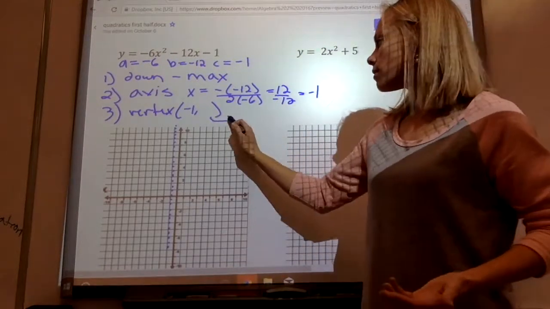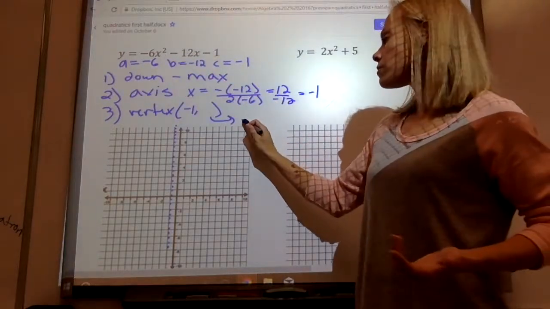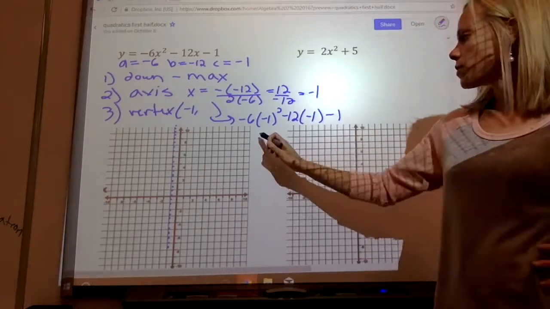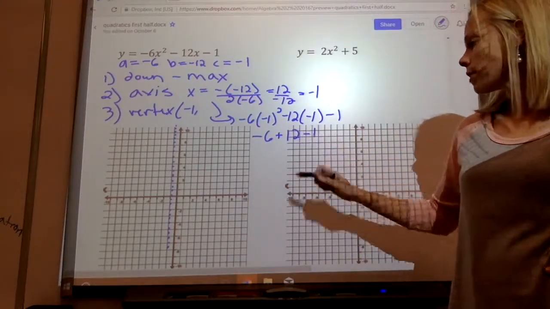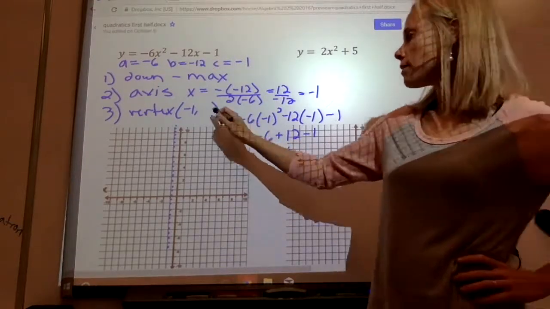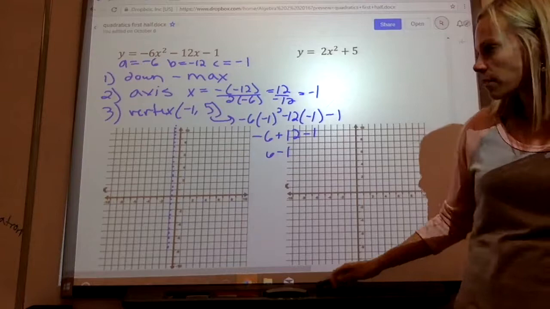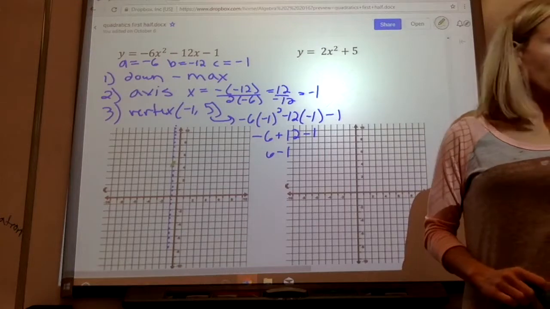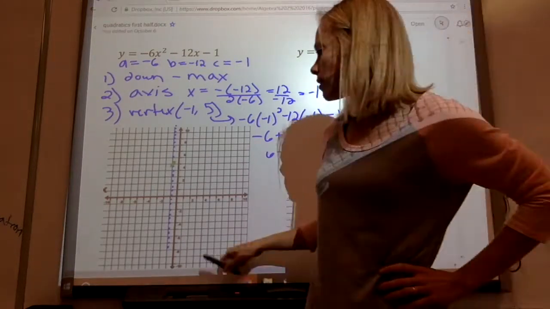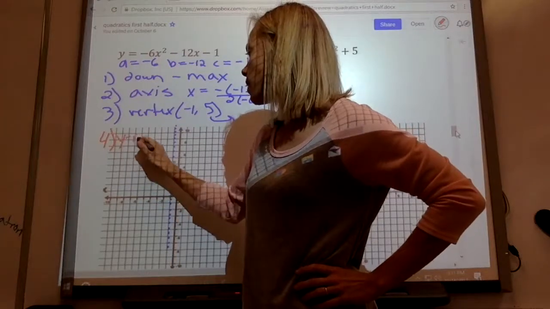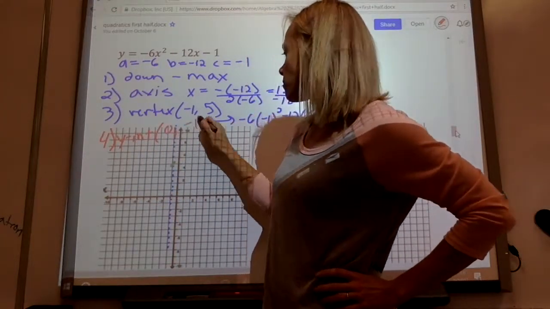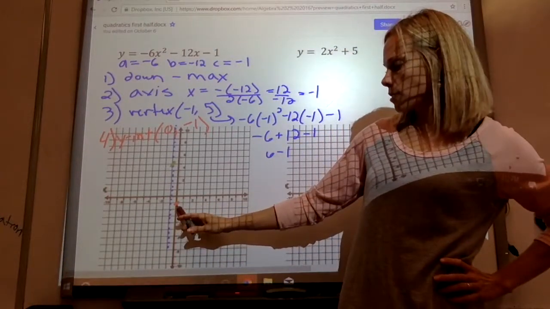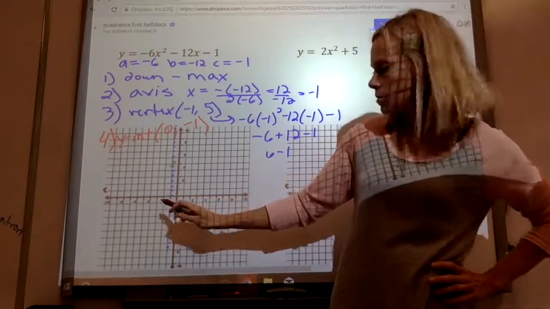So I sub -1 into my equation. So -6 times -1 squared, which would be -6 plus 12, which would be 6 minus 1 is 5. So I know my vertex, I went left 1, up 5. And then what? I need another point to reflect, so I can say, oh, my y-intercept is -1. So I go down 1, put a point, and this y-intercept point is the point I reflect over the axis of symmetry.